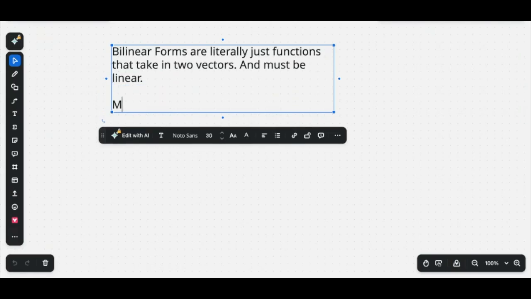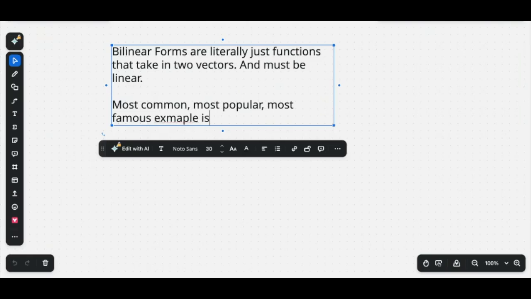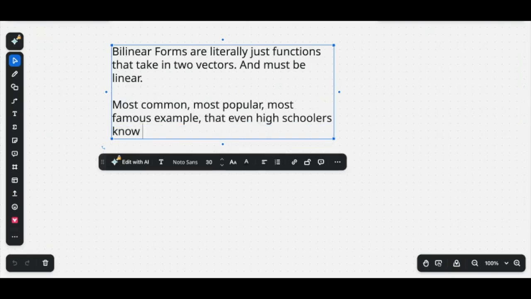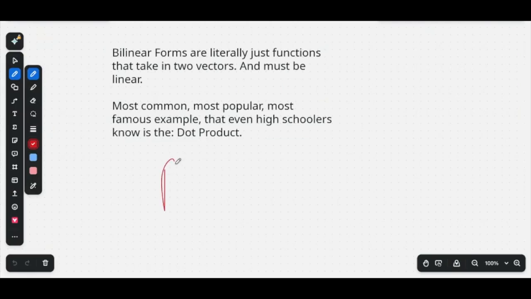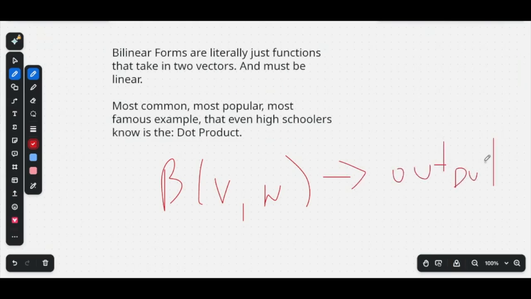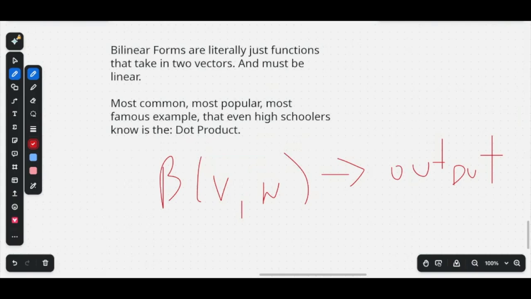The most common, most popular, and most famous example, that even high schoolers know, is the dot product. That's it. Okay, so a bilinear form B eats up V and W. These are two vectors, and it just gives you some output, very often a number. And yeah, that is it.